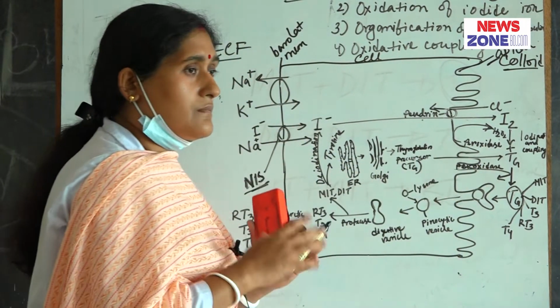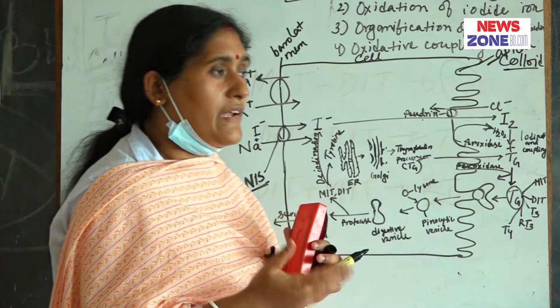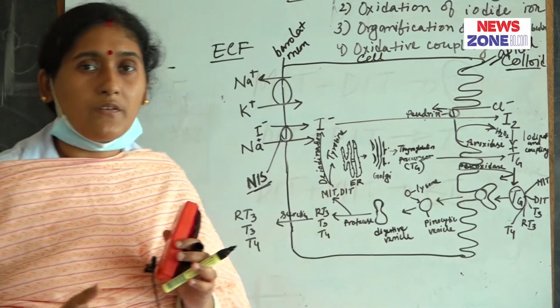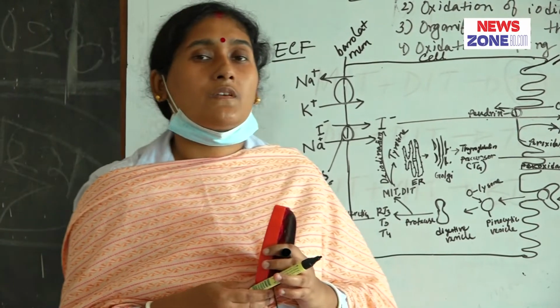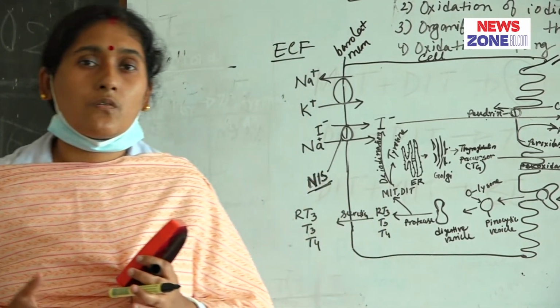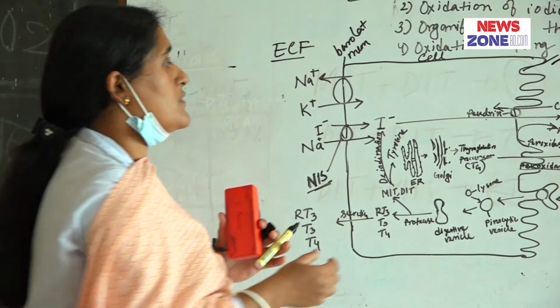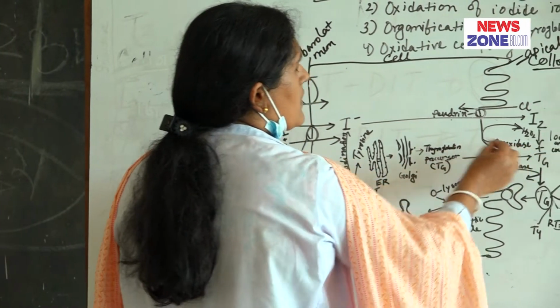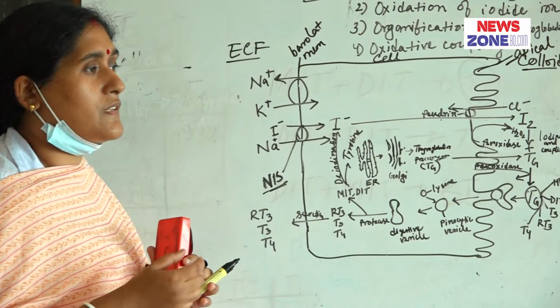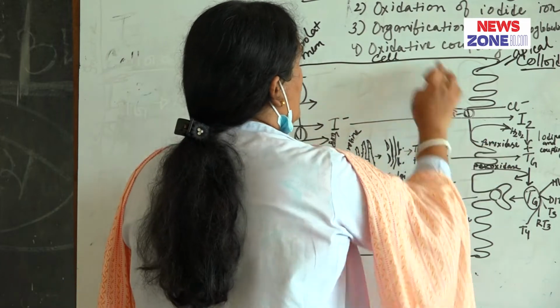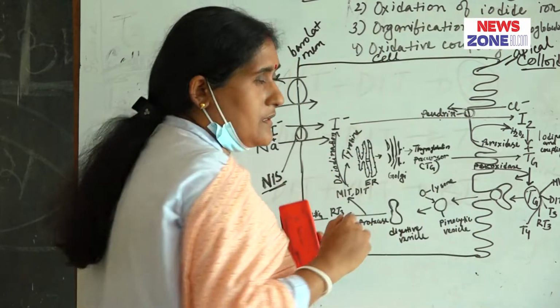If a person has a hereditary absence of peroxidase enzyme, oxidation of iodide is not possible, so thyroid hormone synthesis goes to level 0. So the presence of peroxidase is important for thyroid hormone synthesis. This is the overall oxidation of iodide ion.